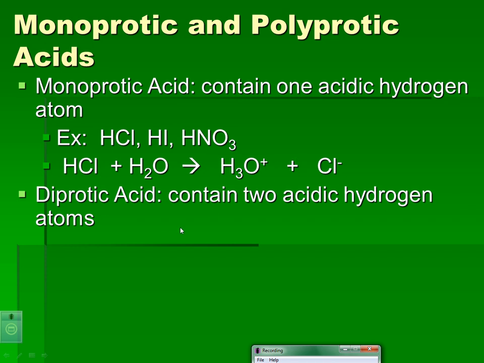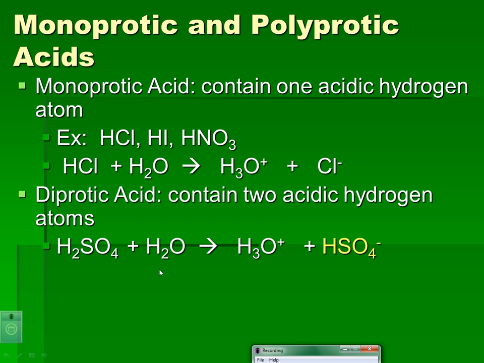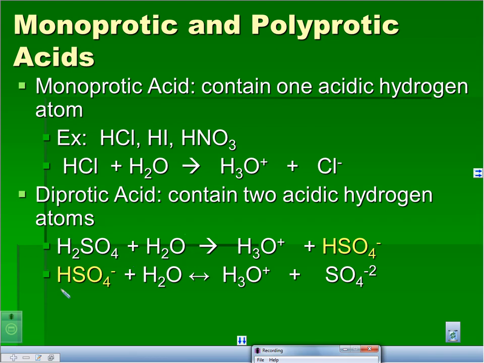Diprotic, that means it has 2 hydrogens it can release. This is sulfuric acid. 2 hydrogens in front. This is a minus charge up here. It can be tough to see that different color. And a minus charge here.